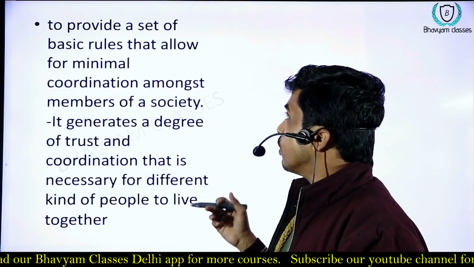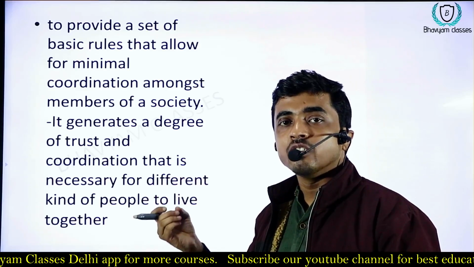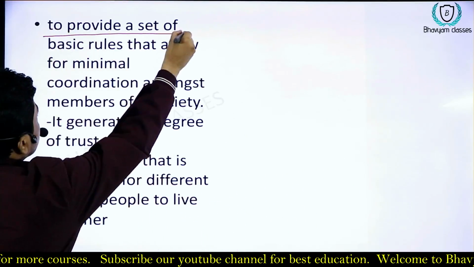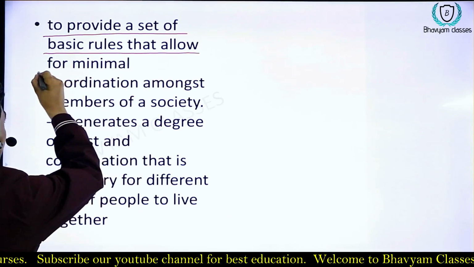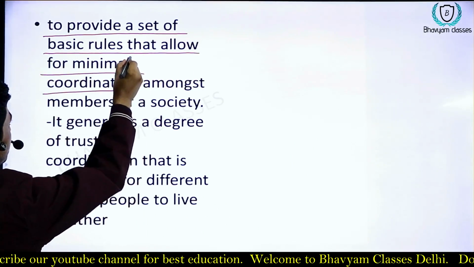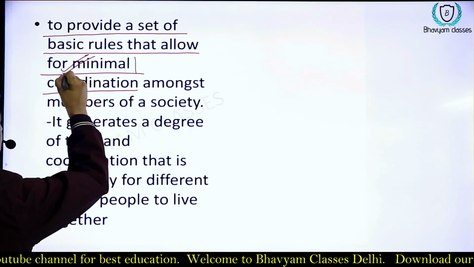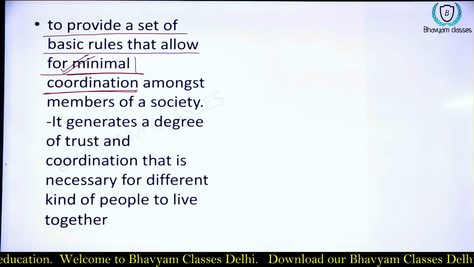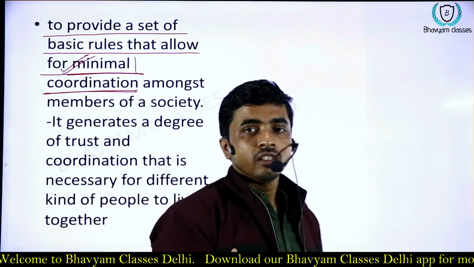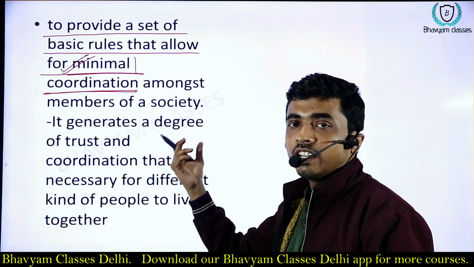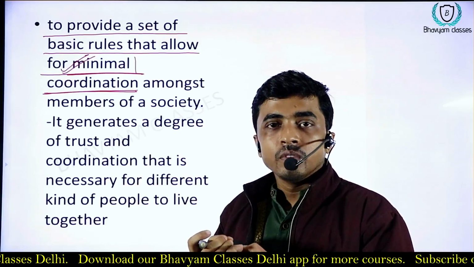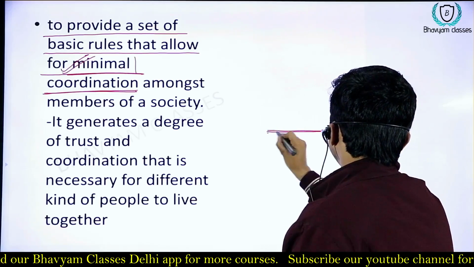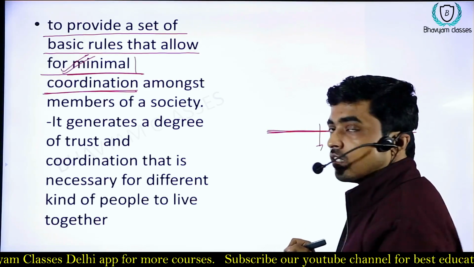Now what are the other functions of the constitution? It provides a set of basic rules that allows for a minimal coordination. This term is important: minimal coordination amongst the members of a society. What is the meaning of minimal coordination? It means that there should be a minimum, something that we can't go below.